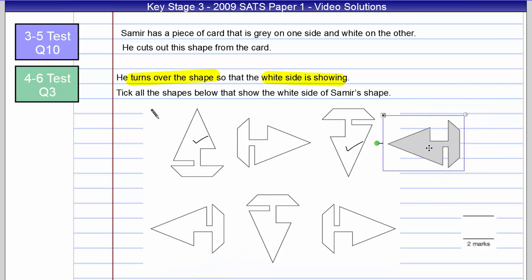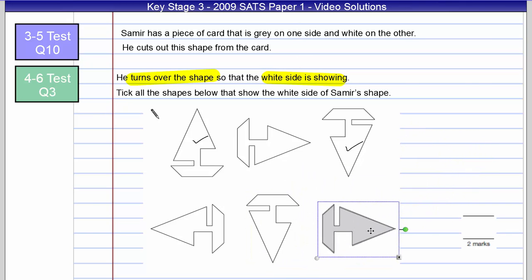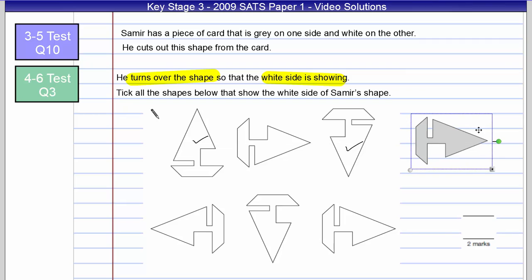Doesn't fit onto that one very well. Doesn't fit onto that one properly. But it does fit onto that one. So the three shapes we want are top left, top right and bottom right.